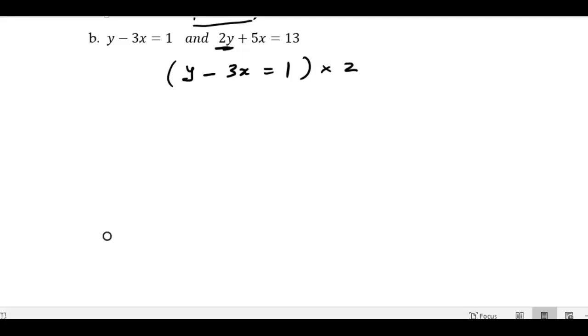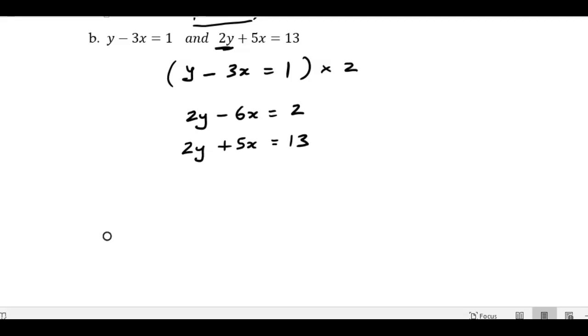So let's start by doing that. 2 times y gives me 2y. 2 times minus 3x gives me minus 6x, and 2 times 1 is equal to 2. So I've just modified my first equation by multiplying both sides of the equation by 2. The most important part is you've got to make sure you multiply both sides of the equation. Now let me write down my second equation right below this one: 2y plus 5x is equal to 13. Now we've got a situation again where the coefficient of y in both the equations is equal to 2.